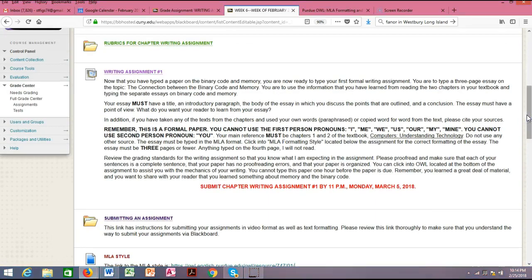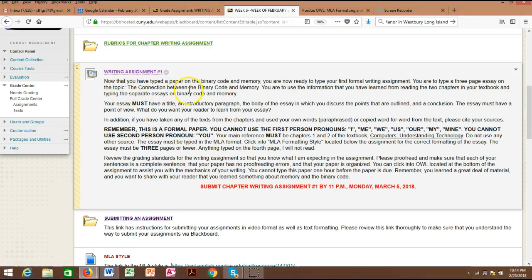Now that you have typed a paper on the binary code in memory, you are now ready to type your first formal writing assignment. You are to type a 3-page essay on the topic, and the topic is the connection between the binary code and memory. You are to use the information that you have learned from reading the 2 chapters in your textbook and typing the separate essays on binary code and memory. I don't expect anything else except the 2 chapters from the textbook, chapters 1 and 2.